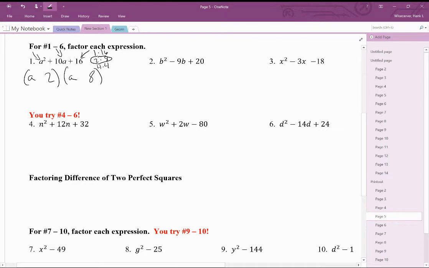The last thing we need to do is figure out the signs of our problem. If this is positive, that means they're either both negative or they're both positive. How we know which one it is, positive or negative, is the sign of this number. So since that one is positive and it's not a subtraction sign, that means they are both going to be positive in this case. Okay, so now, and then you're done. That was it.